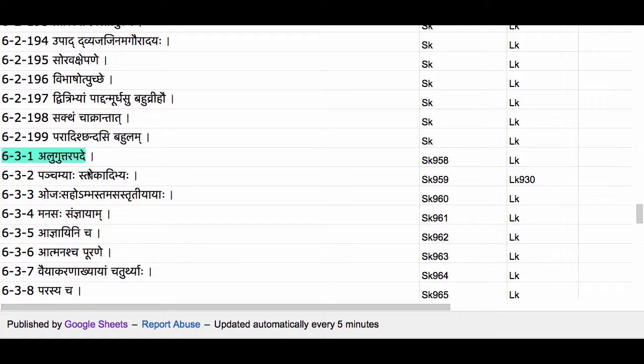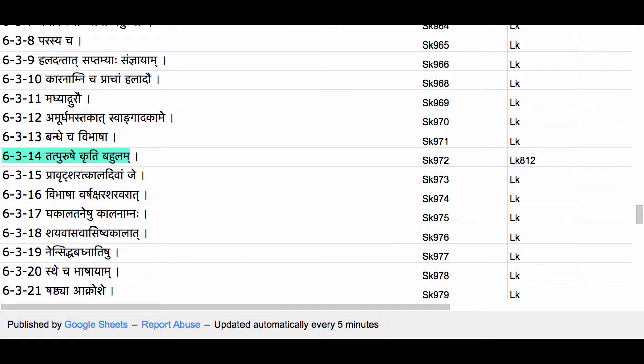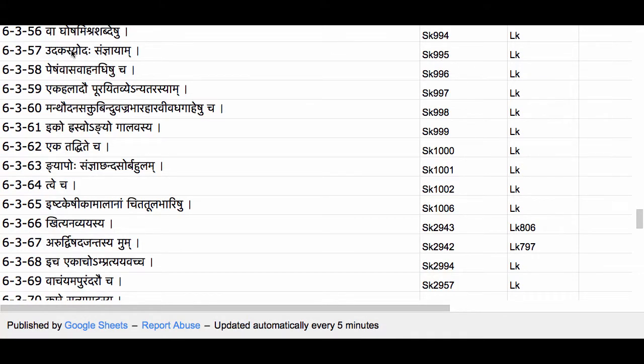Remember the adhikaraha of uttarapade, which runs down from 6.3.1 all the way to the end of the third quarter of the 6th chapter of the Ashtadhyayi. So all these operations in this quarter are to be performed only when the final member of a compound follows. And we have already seen some rules in this section. For example, we have studied 6.3.14, Tatpurushe Kriti Bahulam. We have studied 6.3.57, Udakasyotaha Sanyayam. We have studied 6.3.67, Arurdvisha Dajantasya Mum, and so on.